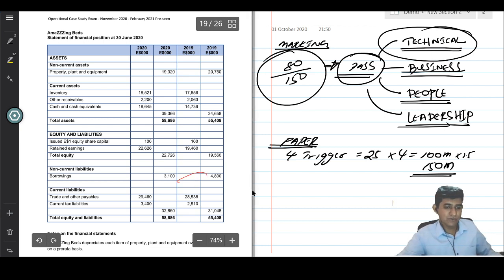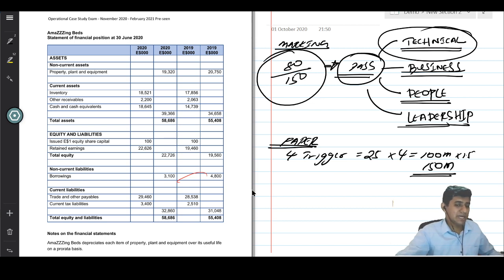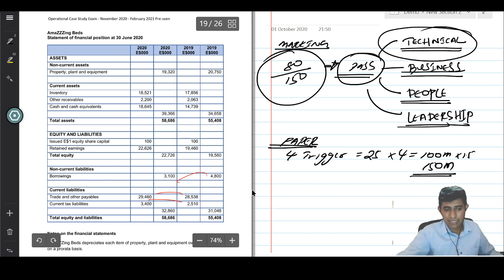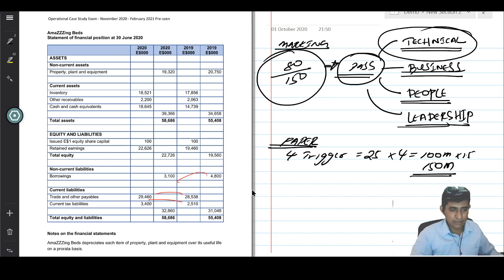And one more thing, students, I forgot to mention, our company is having a seasonal demand where during the warm season we will be having higher sales. So just keep that in mind. And trade and other payables has increased. Current tax liabilities are also increasing, students.